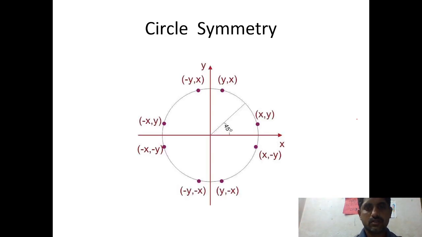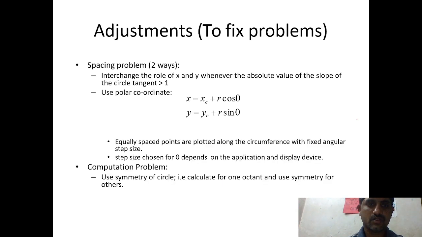So this is the two ways. Interchange the roles of x and y whenever the absolute value of the slope of the circle tangent is greater than 1. Use polar coordinates x equal to xc plus r cos theta, y equal to yc plus r sin theta. Equally spaced points are plotted along the circumference with a fixed angular step size. The step size chosen for theta depends on the application and display devices. And for the computation problem, use the symmetry of the circle: calculate for one octant and use symmetry for the others. Likewise we calculate the circle algorithm, and using these things we can draw the circle.